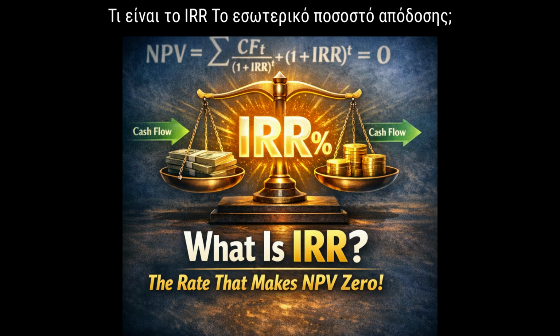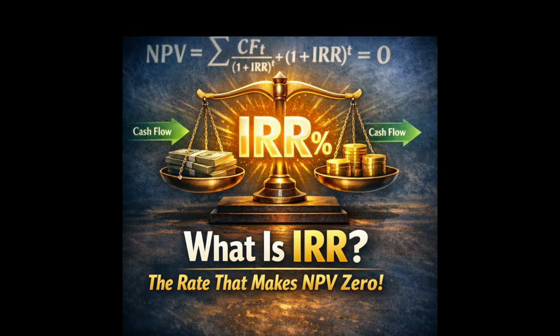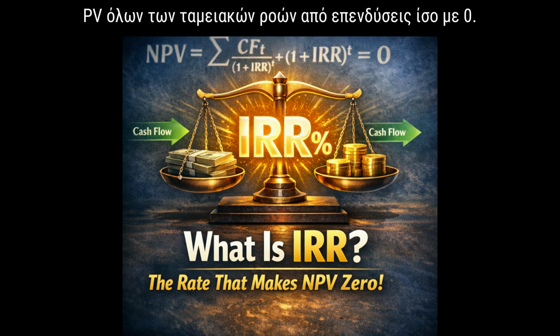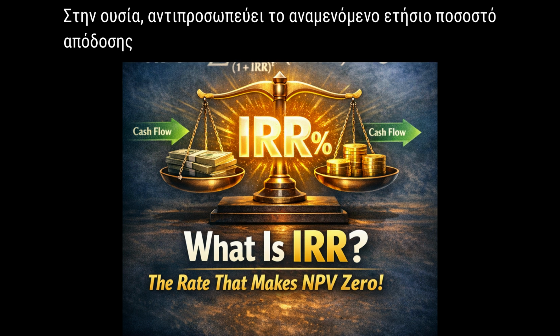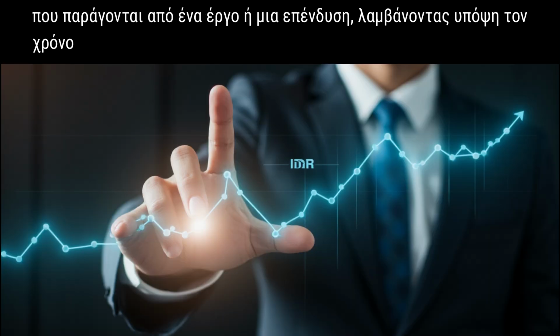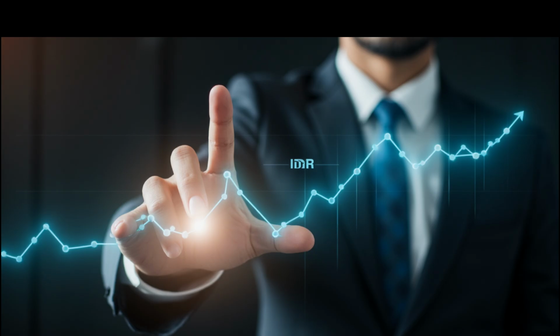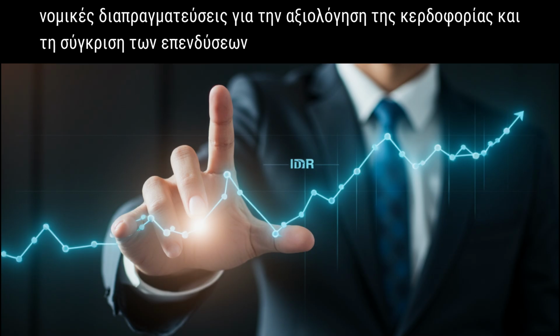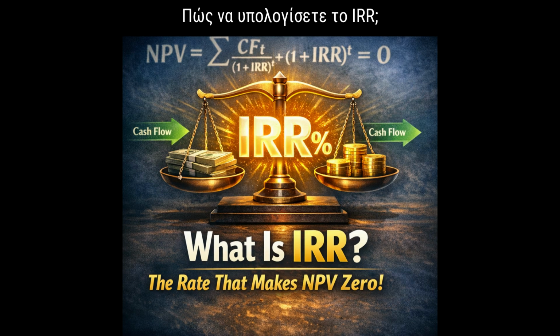What is IRR? The internal rate of return, IRR, is the discount rate that makes the net present value, NPV, of all cash flows from an investment equal to zero. In essence, it represents the expected annualized rate of return generated by a project or investment, accounting for the time value of money. IRR is widely used in capital budgeting, deal structuring, and legal negotiations to assess profitability and compare investment opportunities.